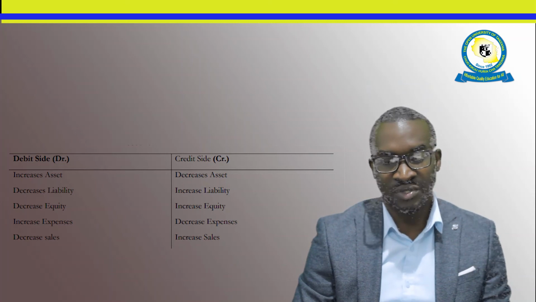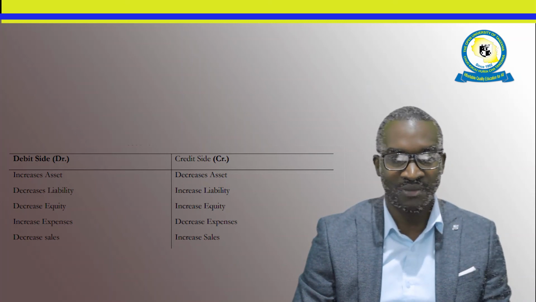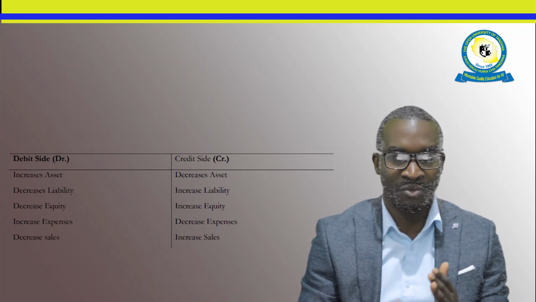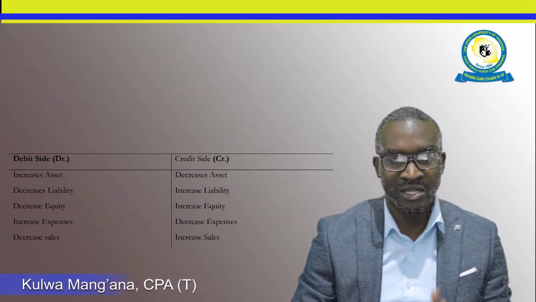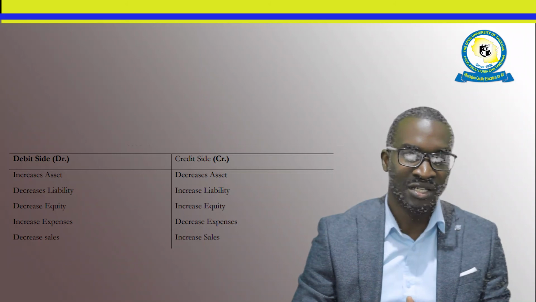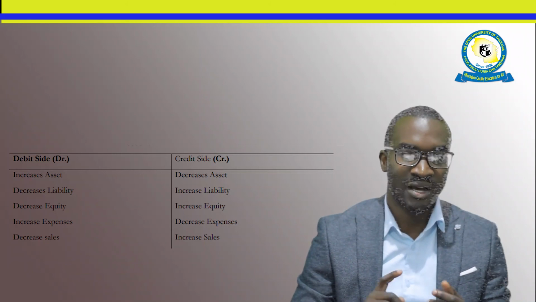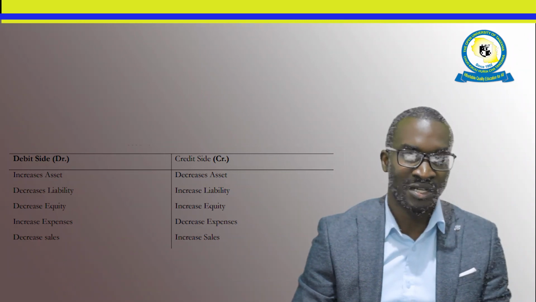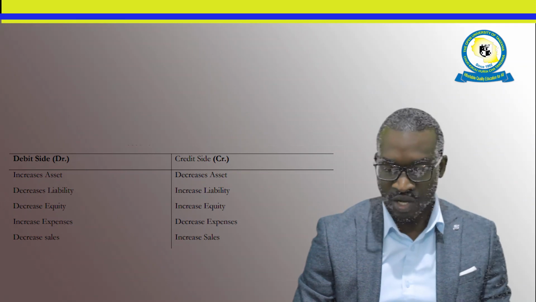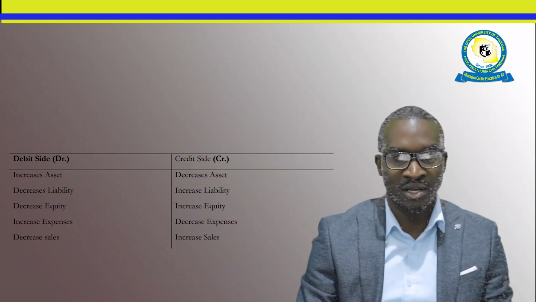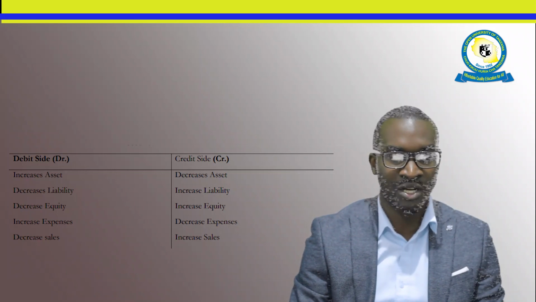Now let us see the other side, which is the credit side. When you have these elements, be sure that you are going to credit them. It is sort of a vice versa from the debit side. When you have a decrease in asset, you credit it. You also credit an increase in liability, an increase in equity, a decrease in expense, and an increase in sales. I'll repeat: an increase in sales, a decrease in expense, an increase in equity, an increase in liability, and a decrease of an asset. I hope now you have understood these basic rules that affect the transactions on the debit and credit side of an account.